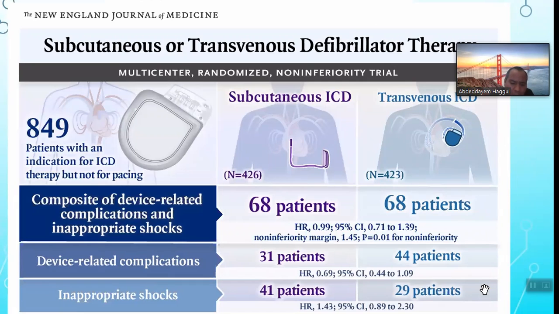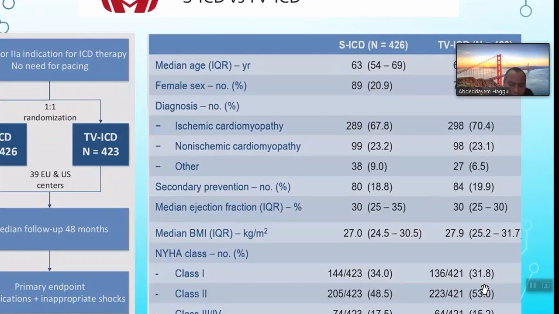PRAETORIAN is the first clinical trial in a typical ICD population, published this year, aiming to compare head-to-head transvenous ICD with S-ICD in terms of major ICD-related adverse events, inappropriate shocks, ICD-related complications that require intervention, and lead-related complications. PRAETORIAN included more than 800 patients randomized 1-to-1 to receive a transvenous ICD or an S-ICD. Furthermore, as you can see, the two populations were similar.